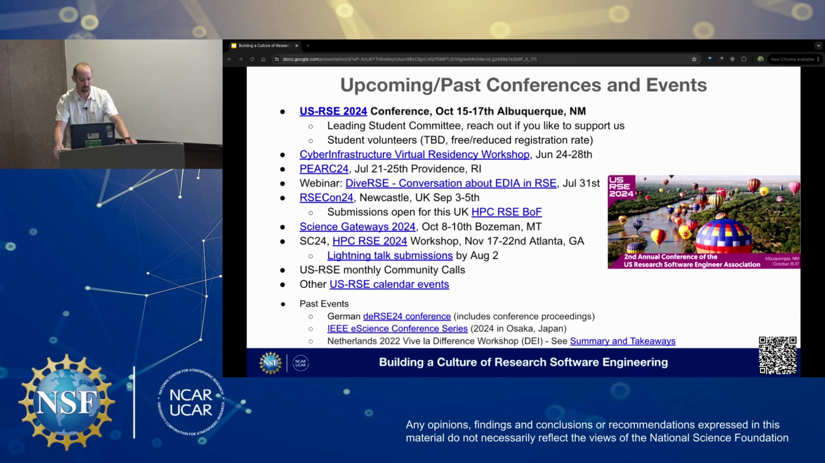That has similar intersections with RSC type work, and I believe that last year, 2 years ago, it was in Utah and had quite a large showing from USRSE at that time. And one to highlight, again, in the DEI space, there's an RSE workshop on Viva la Defense held in the Netherlands in 2022. Part of the CISL DEI group that I was working with at the time, we did put together a summary and takeaways specifically from that workshop.